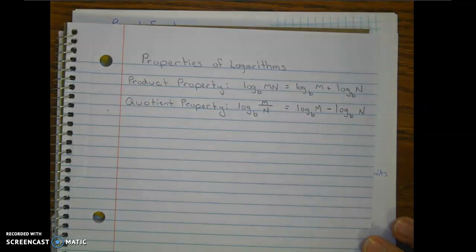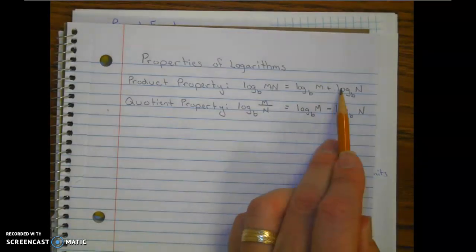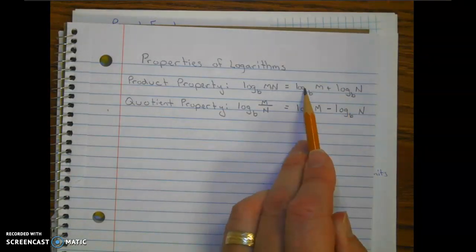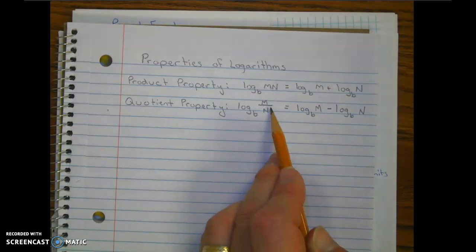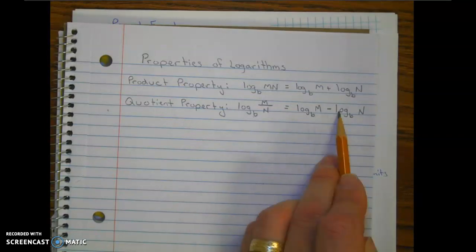These rules are similar to the rules of exponents. Remember, when multiplying like bases, you add the exponents. Remember, logarithms represent exponents. Remember from the rules of exponents, when you divide like bases, you subtract exponents.